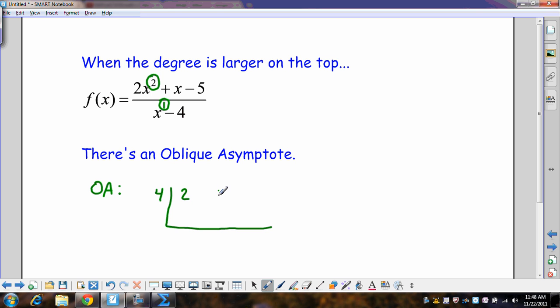To find the oblique asymptote, I'm going to use synthetic division, which you've already learned about. So I take my factor x minus 4, set it equal to 0, and I get 4. That's where that's coming from. I'll line up my coefficients, 2, 1, and negative 5. Now, I'm going to x out this remainder because the remainder does not matter when I'm finding an oblique asymptote. So I drop down the 2, and I get 8, and this gives me 9. So therefore, in this case, my oblique asymptote is the line y equals 2x plus 9. So I would graph that line using a dotted line, and that's my oblique asymptote.